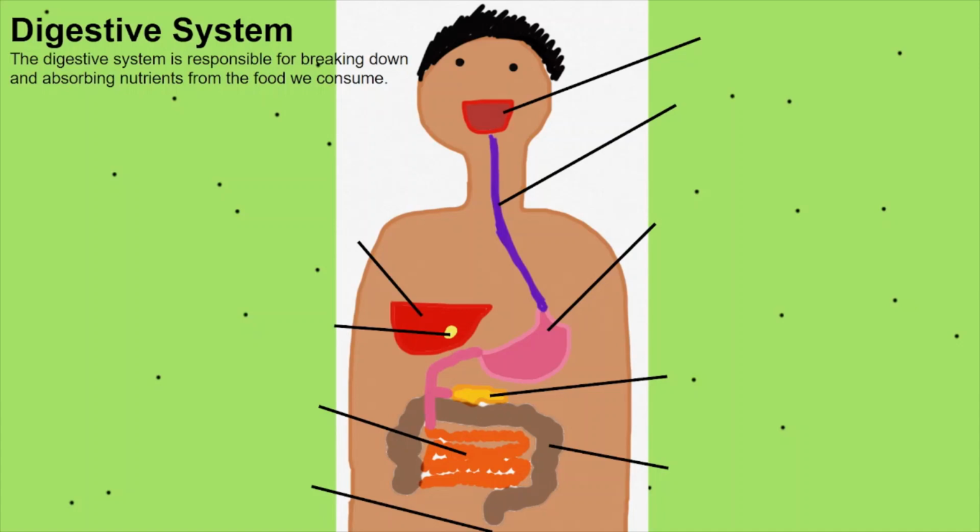So now we're going to have a look at our first organ system, the digestive system. Here we have a nice picture of a person where you can see all their digestive organs. Now the digestive system is responsible for breaking down and absorbing nutrients from the food we consume. It starts all the way in the mouth, which contains the salivary gland, which produces amylase to begin digesting starch. Remember, we covered amylase in the previous slides.